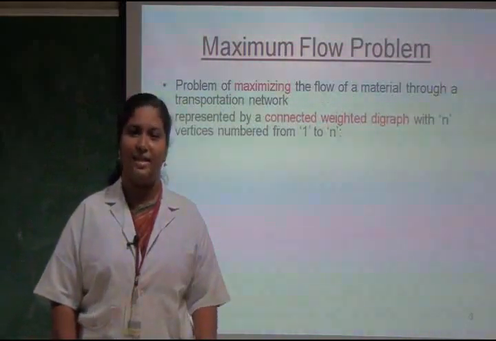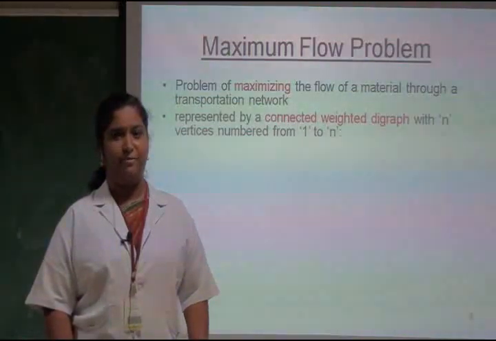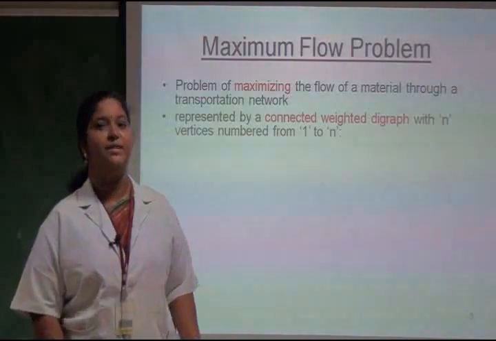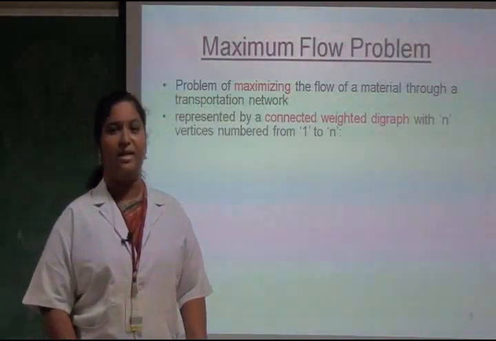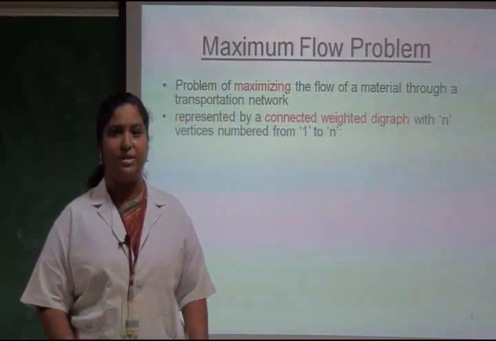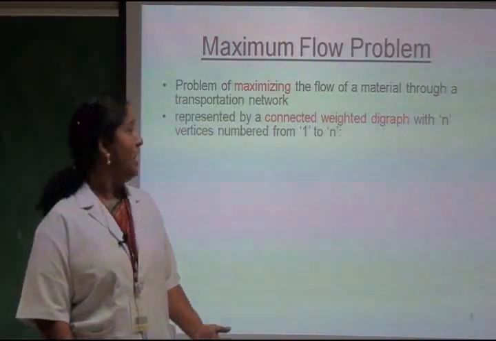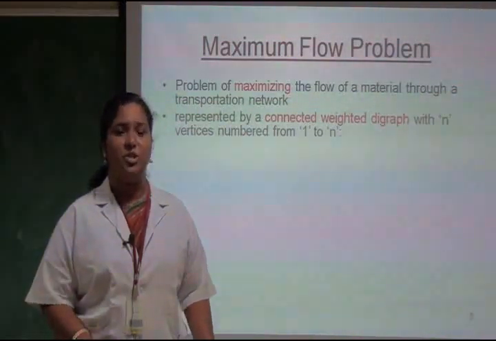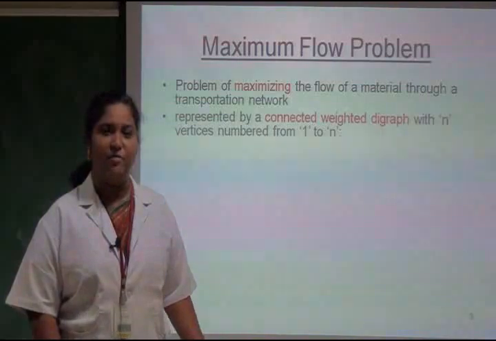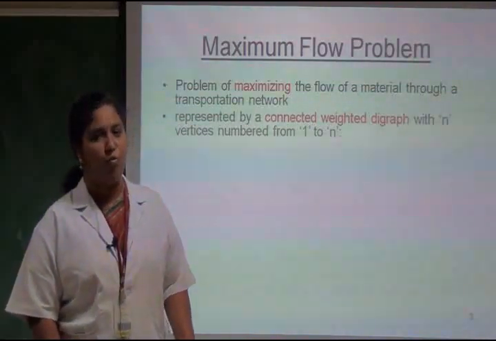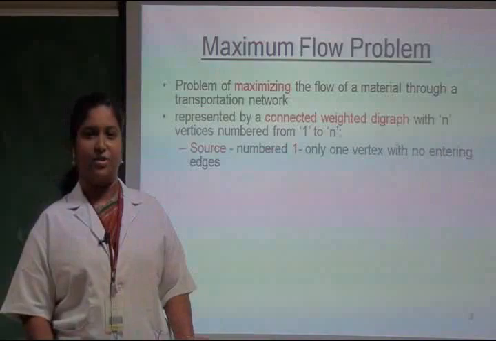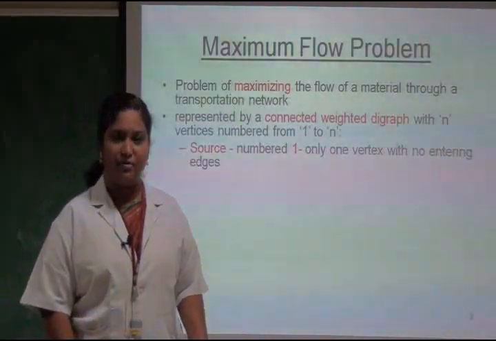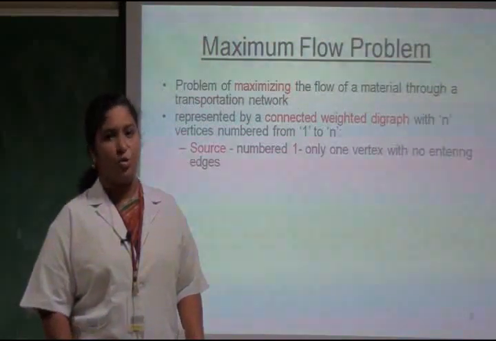First we should know what is a connected graph. A connected graph is a graph in which each vertex has a path to all other vertices. Weighted graph means each edge of a graph has a weight associated with it. A digraph, otherwise known as a directed graph, is one where each edge is associated with a direction. Here we have n vertices numbered from 1 to n, and out of these n vertices only one vertex does not have any incoming edges, and that vertex is usually chosen as the source vertex.